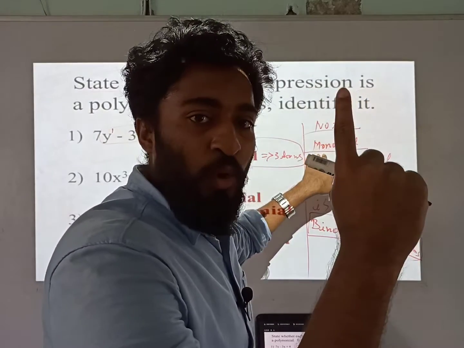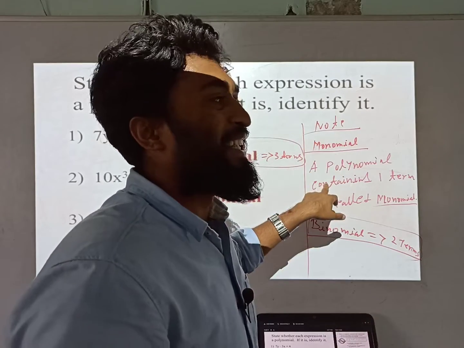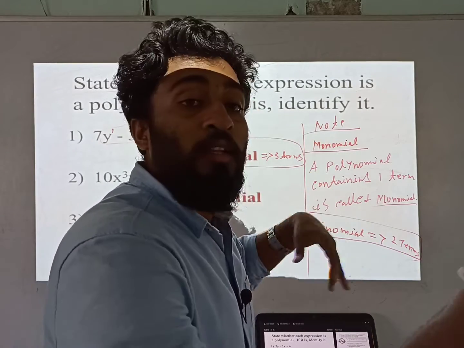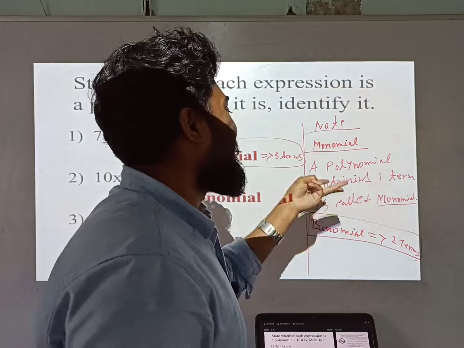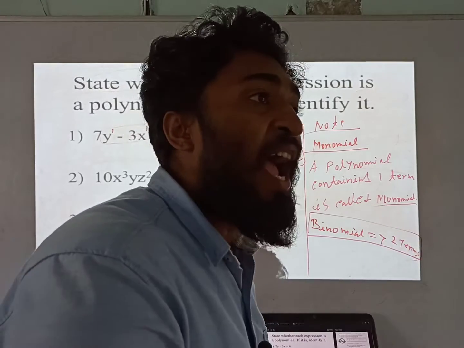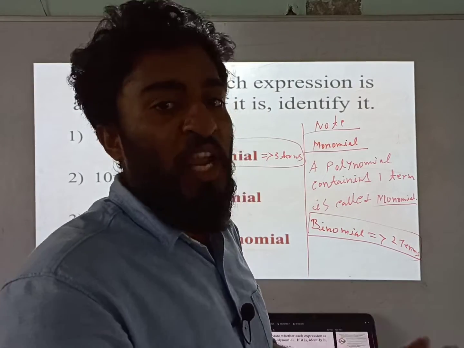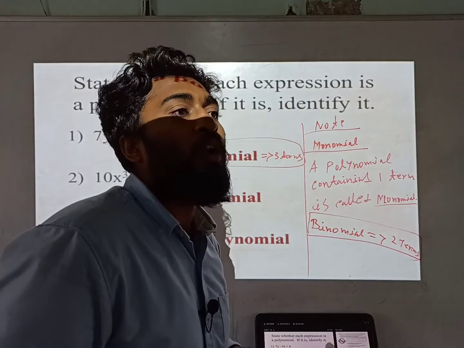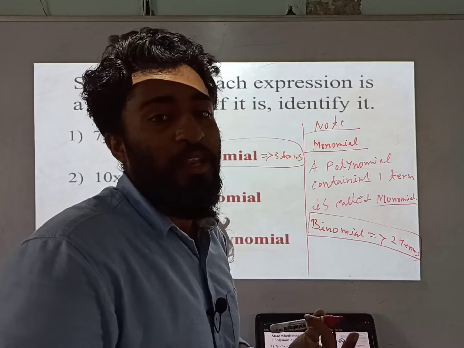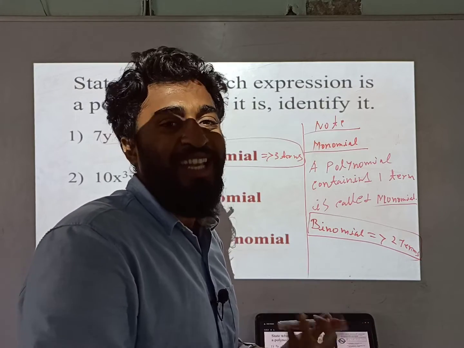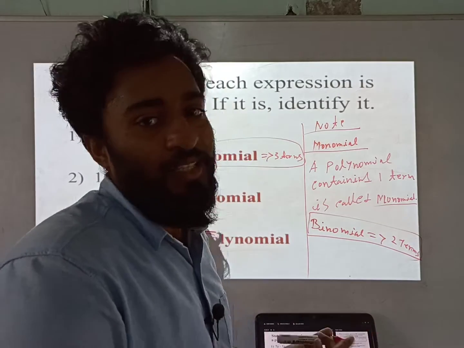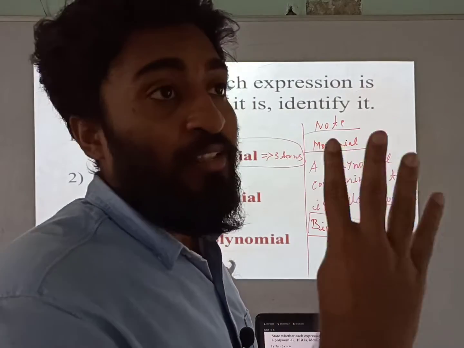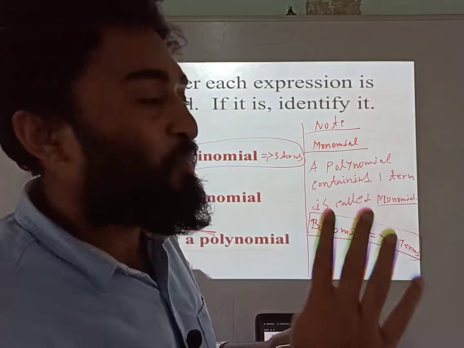Monomial means containing one term. Containing two terms, that is called binomial. Containing three terms, that is called trinomial. Containing four terms, that is called quadrinomial. Quad, Q-U-A-D-R-I-N-O-M-I-A-L, quadrinomial, means containing four different terms.